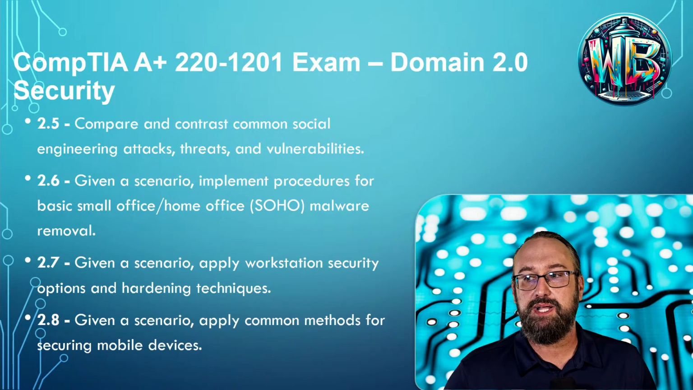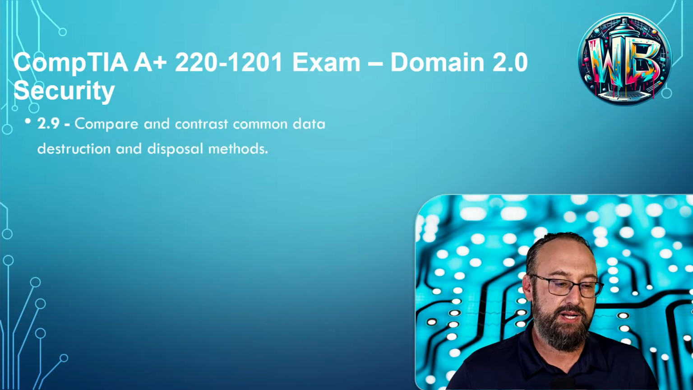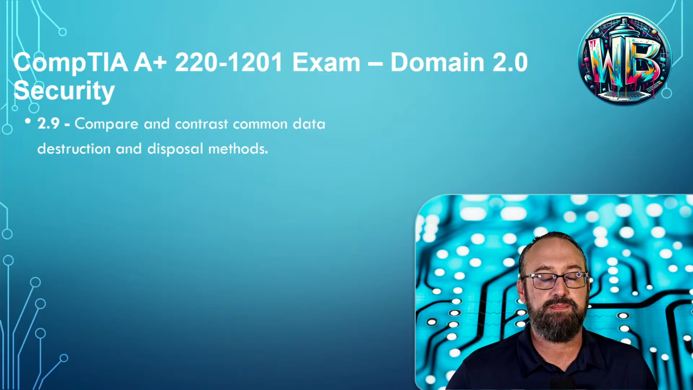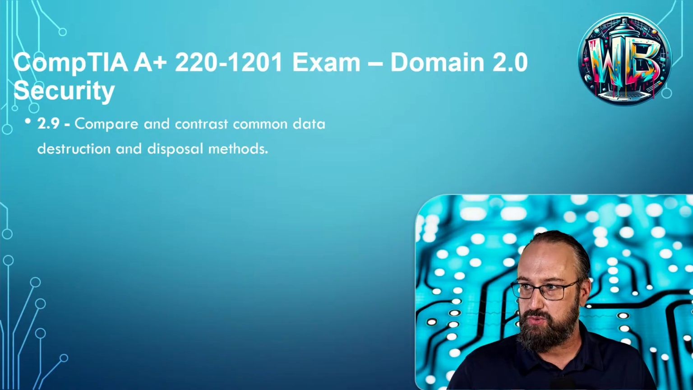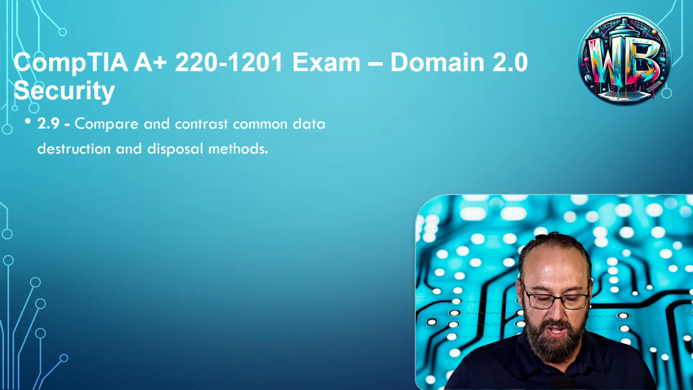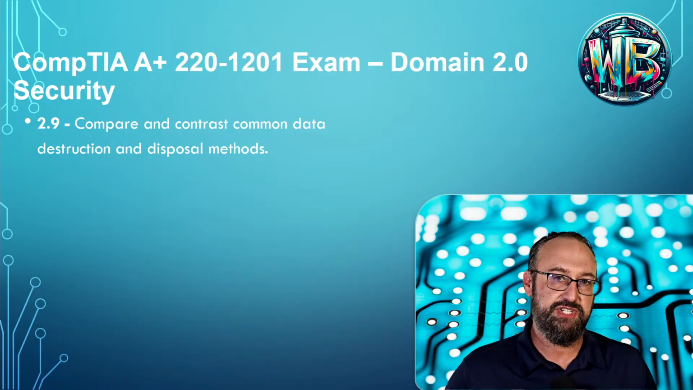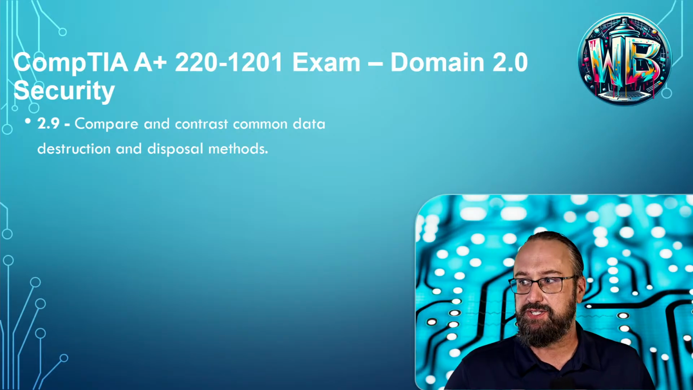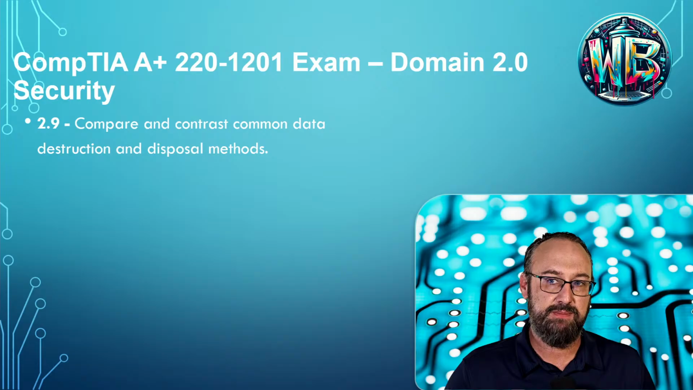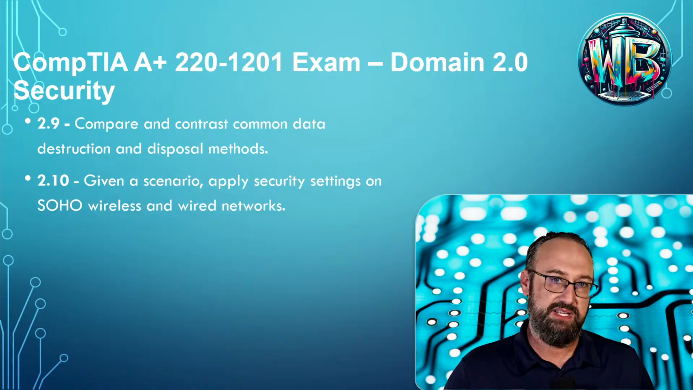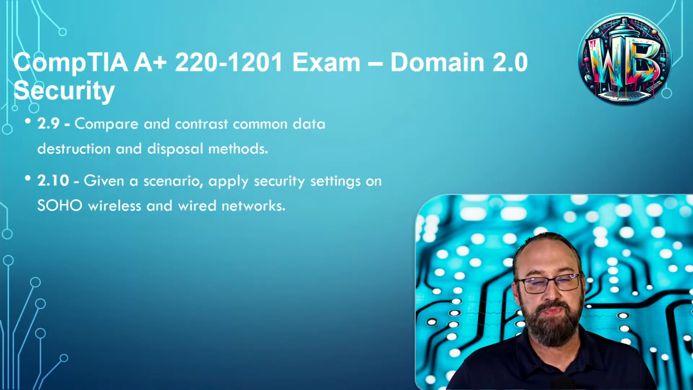Let's go ahead and move into 2.9. When we look at 2.9 now, this is going to be compare and contrast common data destruction and disposal methods. This is where we make sure that we are securing our devices, that we're not leaving any residual data on them when we are moving away from them, or we happen to be repurposing them. Maybe we are going to get rid of these old devices by decommissioning or sundowning. We want to make sure that we are not leaving information behind on those.